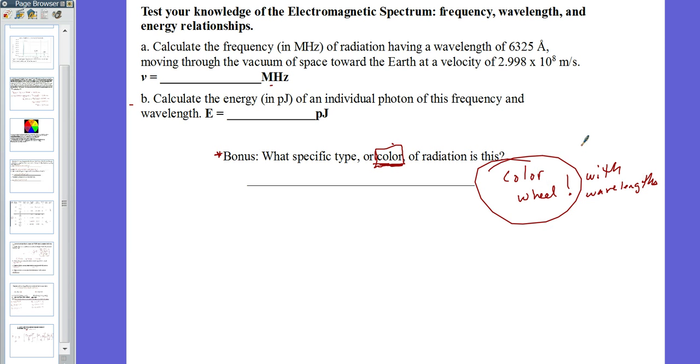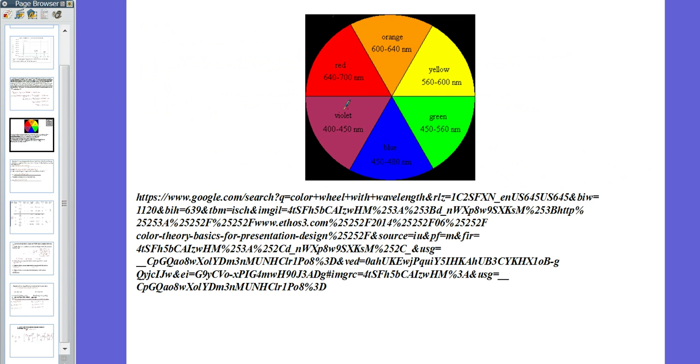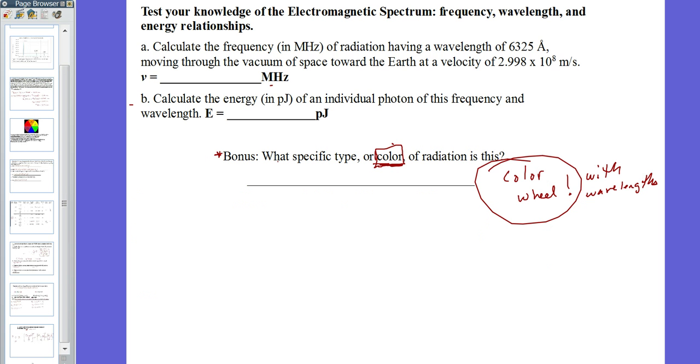Okay, so I said I would show you how this kind of question works. I went in and pulled up a color wheel with red, orange, yellow, green, blue, violet on it. I think some of the colors got a little bit skewed as I brought it over, but that's okay. These are pretty accurate as far as the numbers go, and it should be accurate enough for us to do the problem that we were looking at. So, what specific type or color of radiation is this?